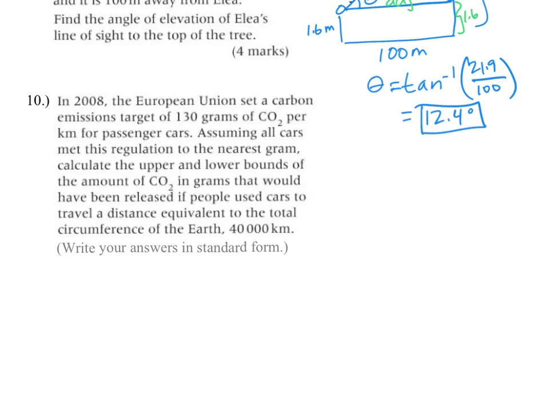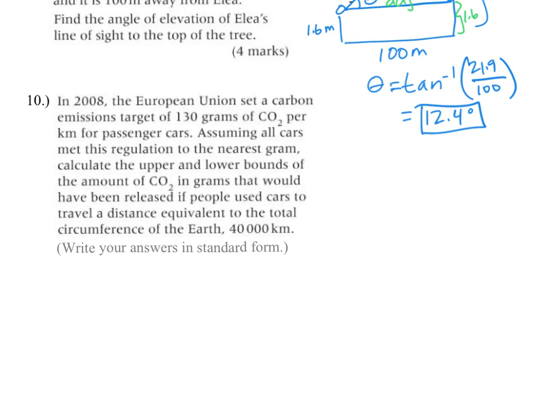And then last but not least, let's take a look at number 10. In 2008, the European Union set a carbon emissions target of 130 grams of CO2 per kilometer for passenger cars. Assuming all cars meet this regulation to the nearest gram, calculate the upper and lower bounds of the amount of CO2 in grams that would have been released if people used cars to travel a total distance equivalent to the total circumference of the Earth, which is 40,000 kilometers. Okay. And we're going to write our answers in standard form.